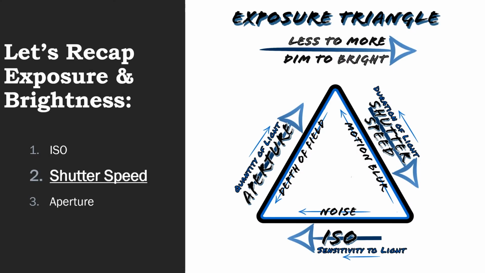First, let's talk about using your shutter speed as part of controlling the exposure. We're going to recap on the exposure triangle, which is from part 1 of this lesson, and if you recall, adjusting any one side of the exposure triangle will require at least one other side to be adjusted as well. By looking at the exposure triangle, you can see that when you increase your shutter speed, you will also affect the duration of light as well as the motion blur.